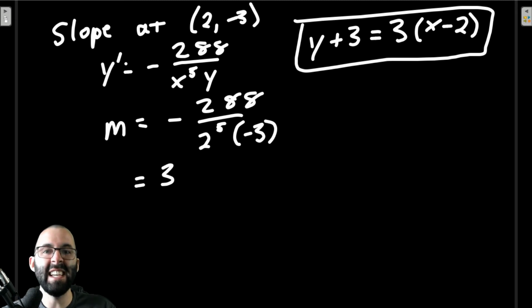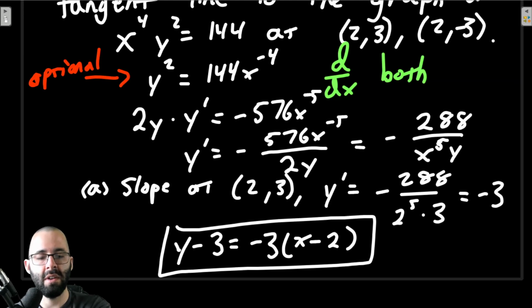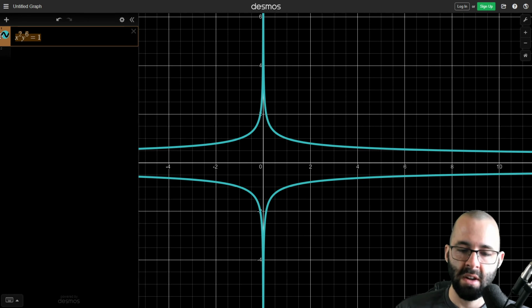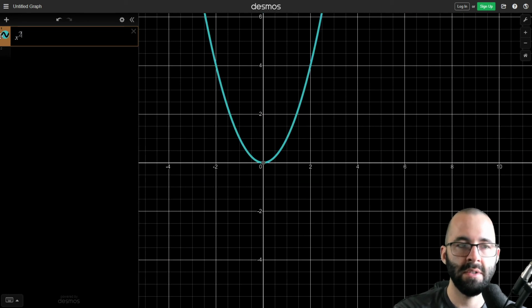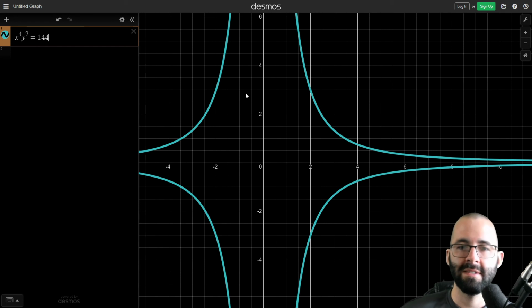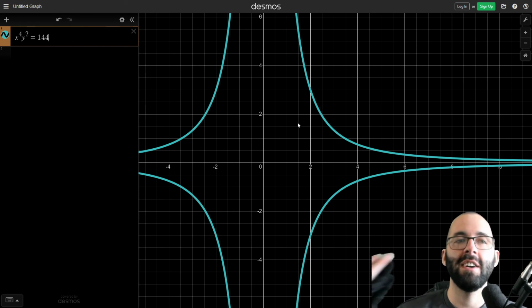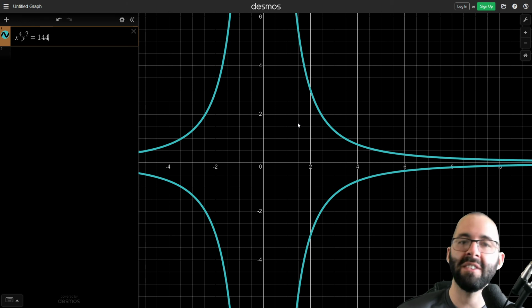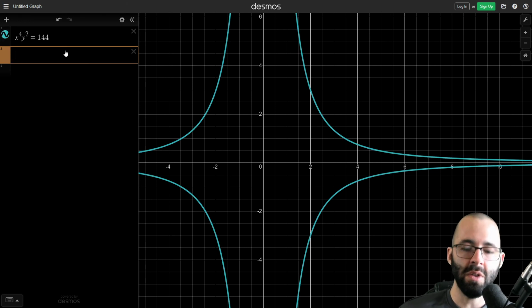And let's see if I did my stuff correctly. Let's see if this is the actual tangent line. All right, so let's go over to our graph, and we're going to do some exploration. Our function is x to the 4th y squared equals 144. It's not a function. Our relation is given by this equation. So we have a tangent line.